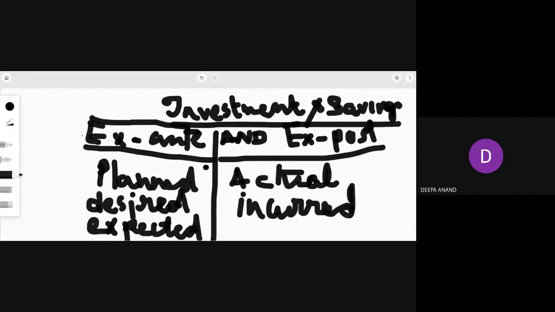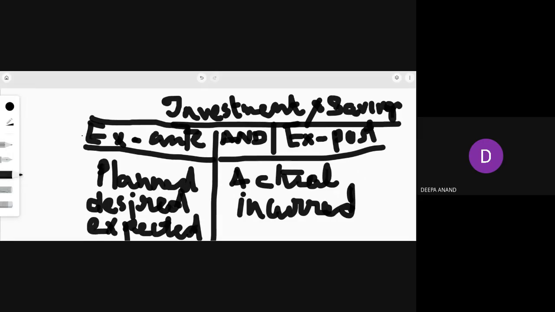So that is what has actually happened, and you will get the exact figure. What is the actual investment for the last year? What is the actual saving incurred in the last year? That is denoted by the term ex post. If you understand the difference between ex ante and ex post, you can understand the meaning also.